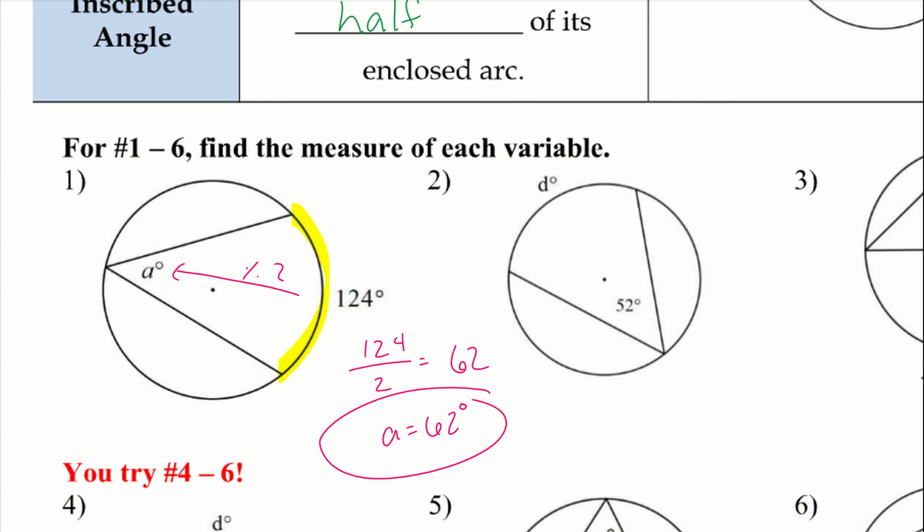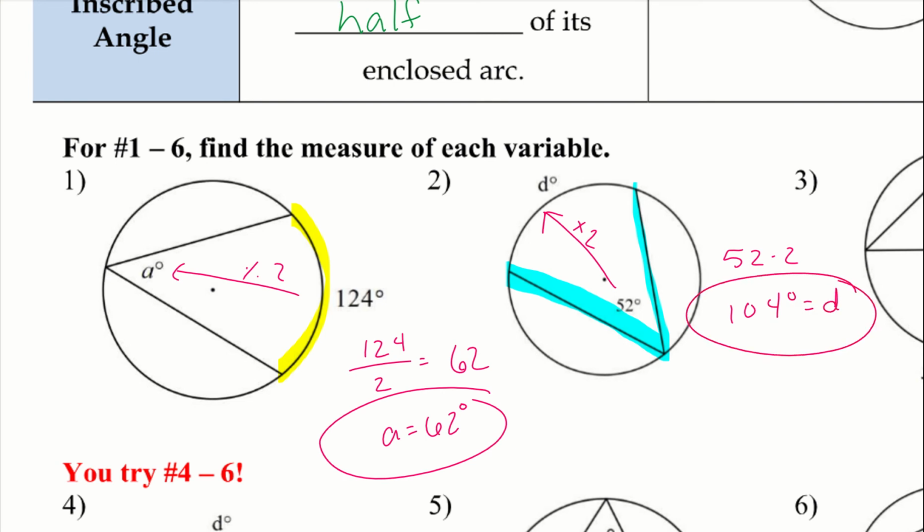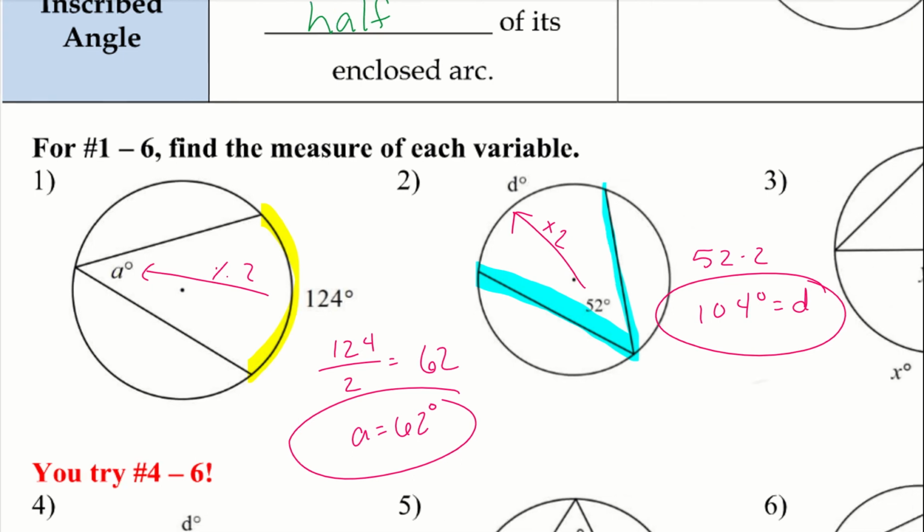All right, let's check out the other one. So this time we have the angle, and the angle is 52 degrees. And in order to figure out what the arc is, we're going to multiply by 2. So in this case, I'm going to take 52 and multiply that by 2. I will get 104 degrees. So that would be D. All right, so from the arc to the angle, divide by 2. Angle to the arc, multiply by 2.